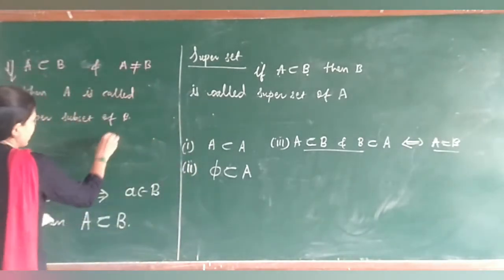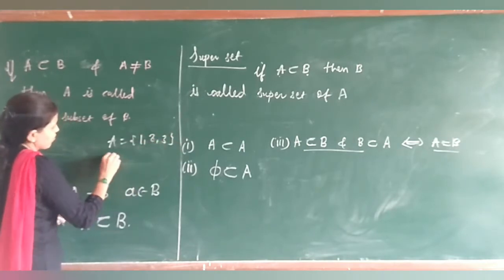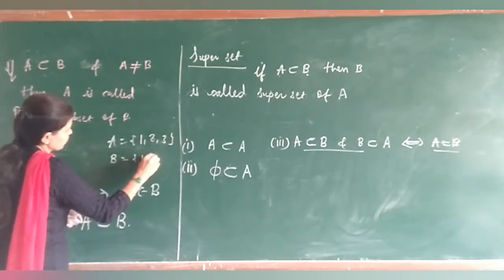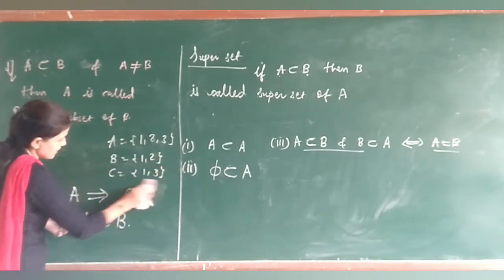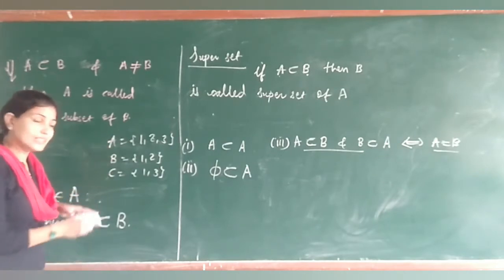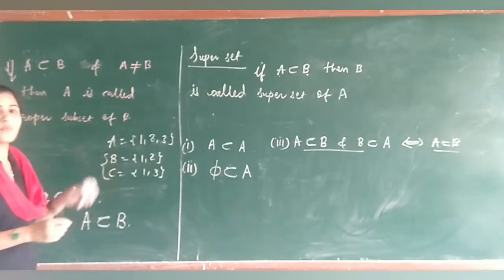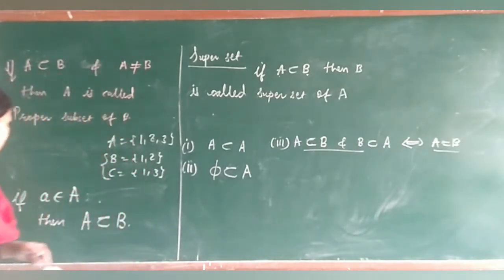If I write A is equal to {1, 2, 3}, then I can write one more set B as {1, 2}. Okay, C as {1, 3}. So here you can see that B and C are subsets but not equal to A. Then these are called proper subsets of A. Okay students, so here proper subset.